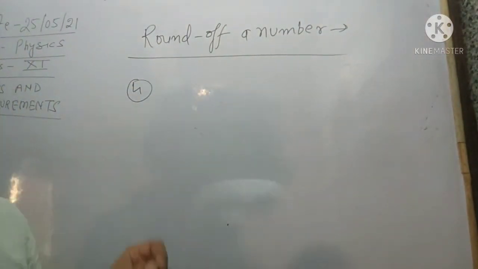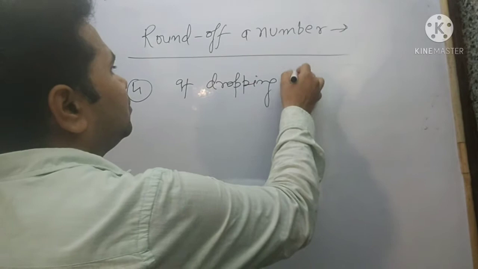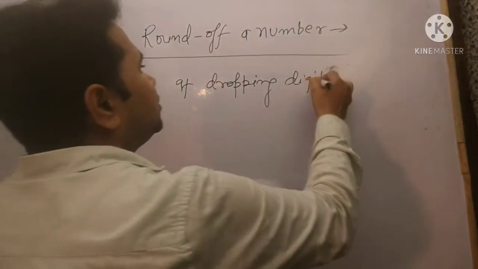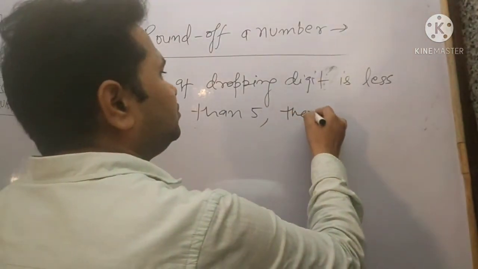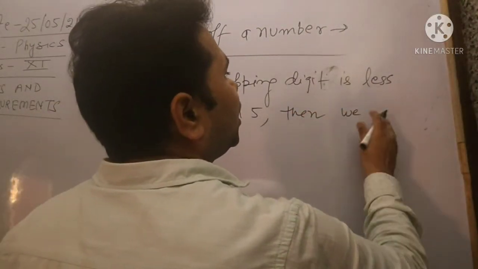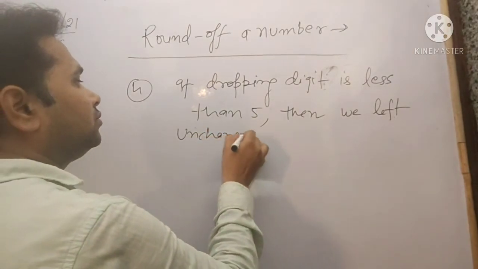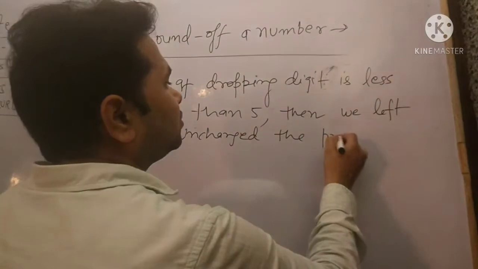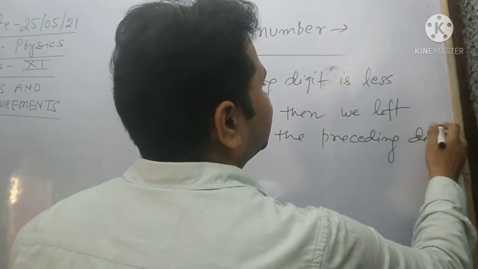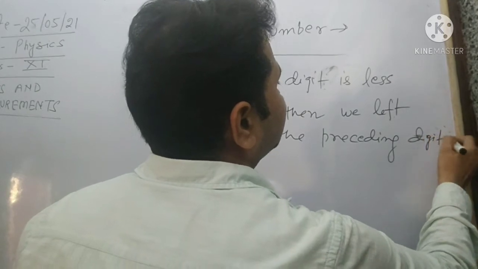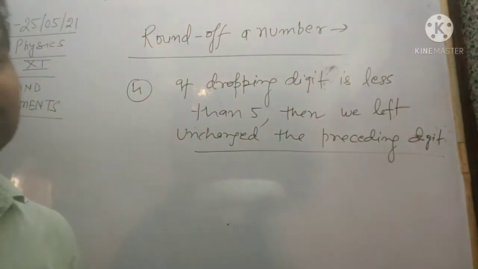Fourth rule. Now if the dropping digit is less than 5, then we leave unchanged the preceding digit. मतलब when the dropping digit is less than 5, then we leave unchanged the preceding digit.